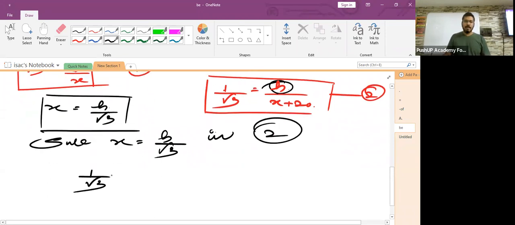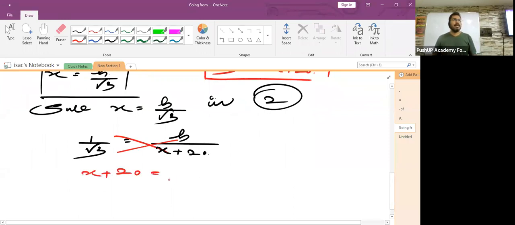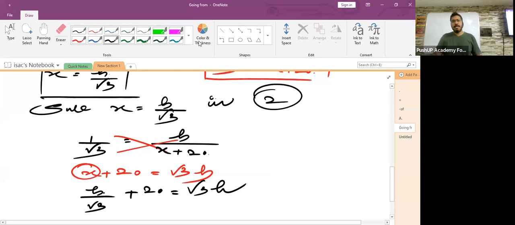So equation number 2 is 1 upon root 3 is equal to h upon x plus 20. How much is x? H upon root 3. Children, first what I will do? I will cross multiply both the sides. So x plus 20 into 1 is x plus 20. Then root 3 into h is root 3h. Let's replace this value of x in terms of h. What is x? H upon root 3 plus 20 is equal to root 3h. Right? Very good. Online students, many of them have solved it.